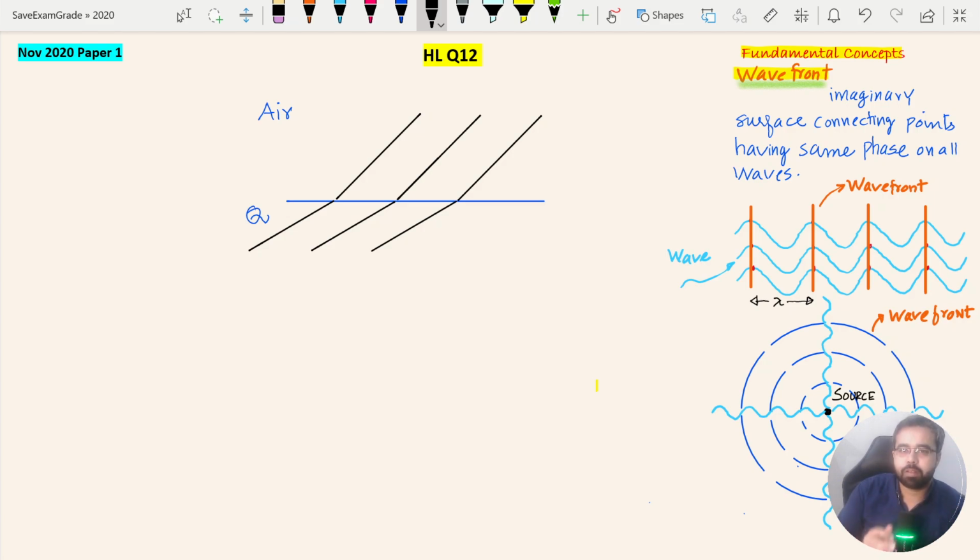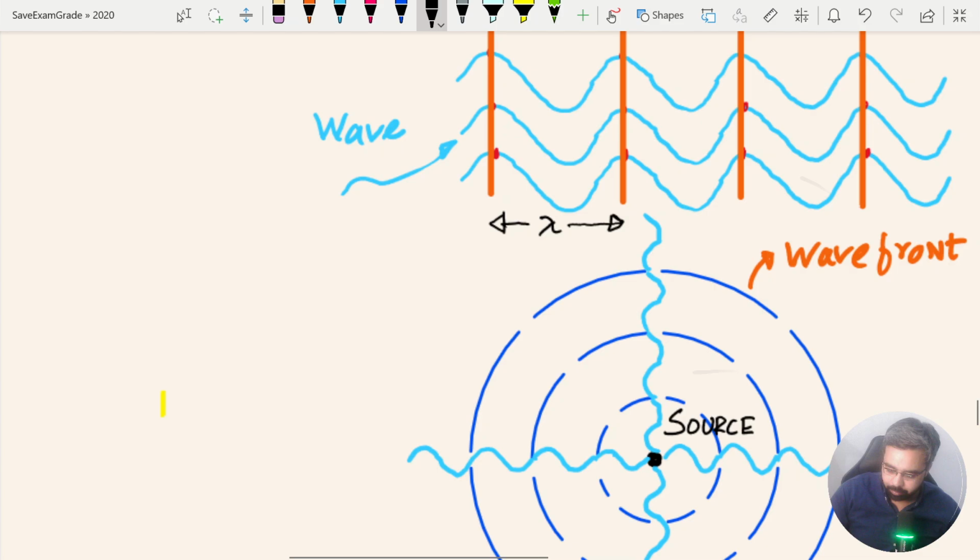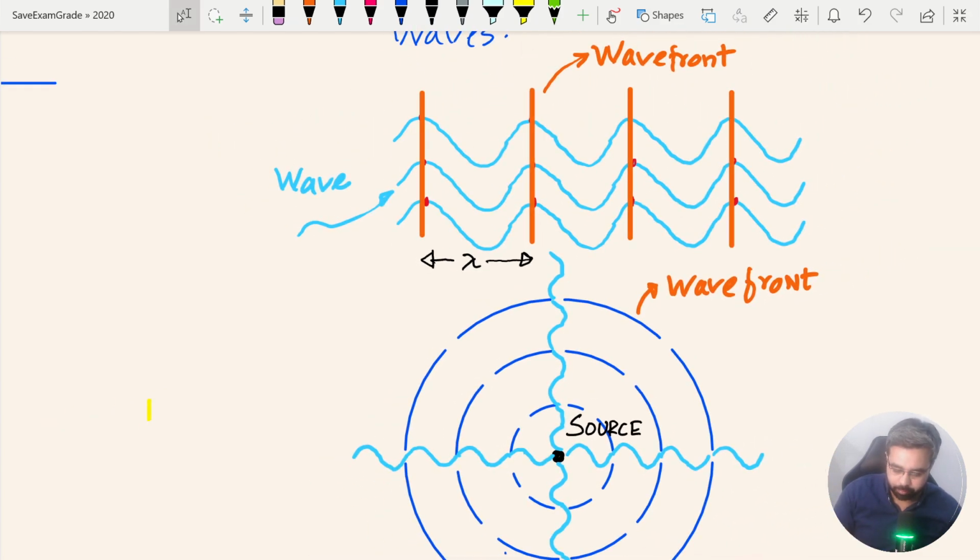A wave is traveling from air to the medium Q, and you are given the wavefront diagram. According to this diagram, you have to find out the refractive index of Q. So first of all, we must transform this wavefront diagram to the ray diagram. And remember one thing, the ray of a wave is always perpendicular to the wavefront, which means that this is the direction of a wave which is going towards the right.